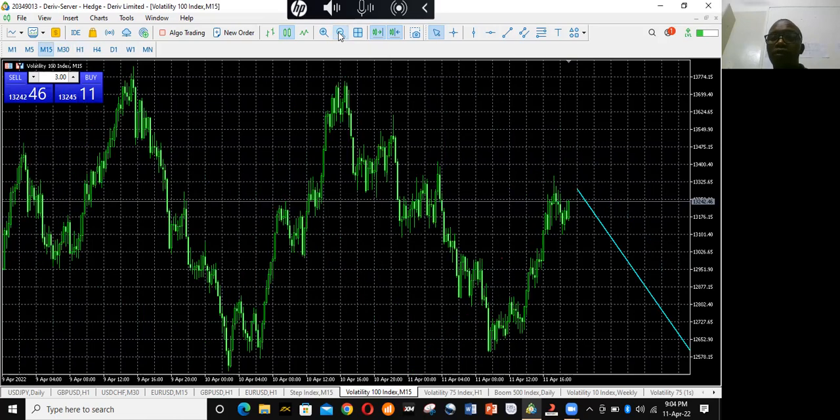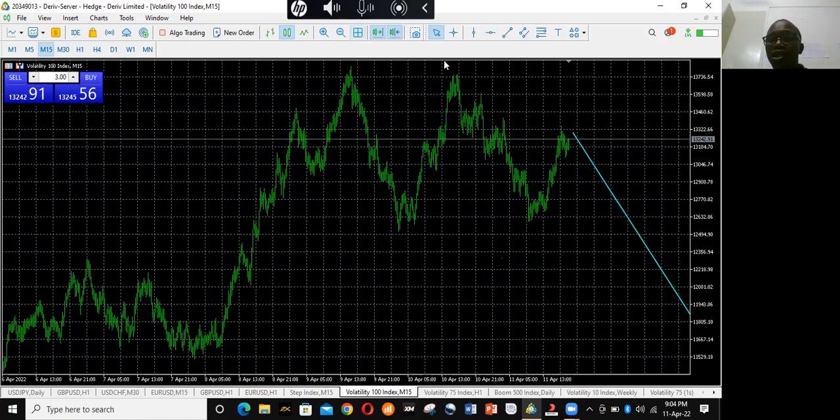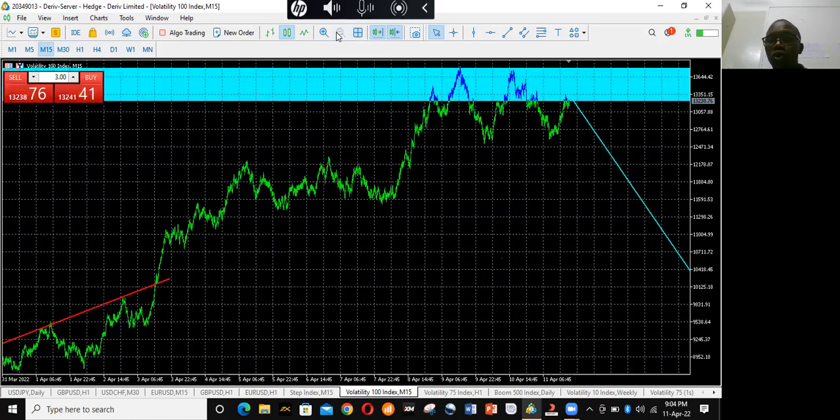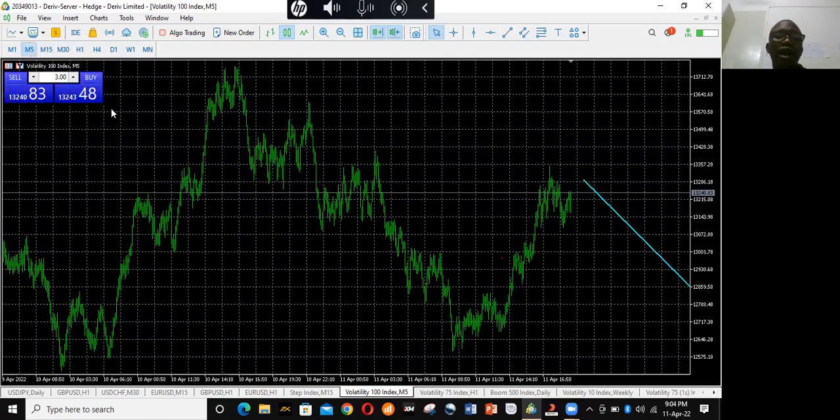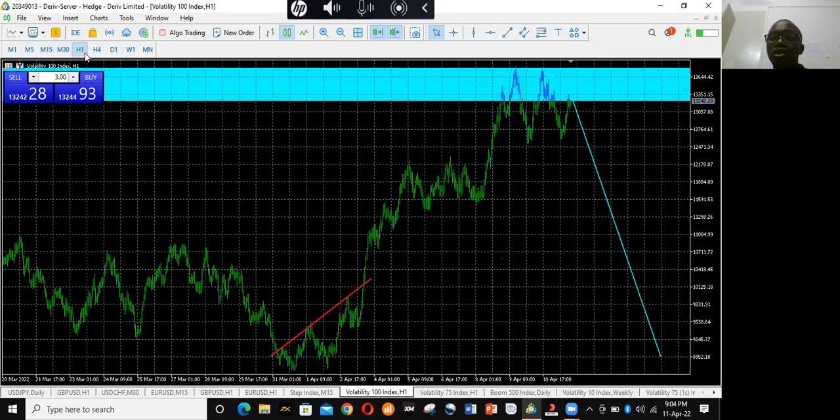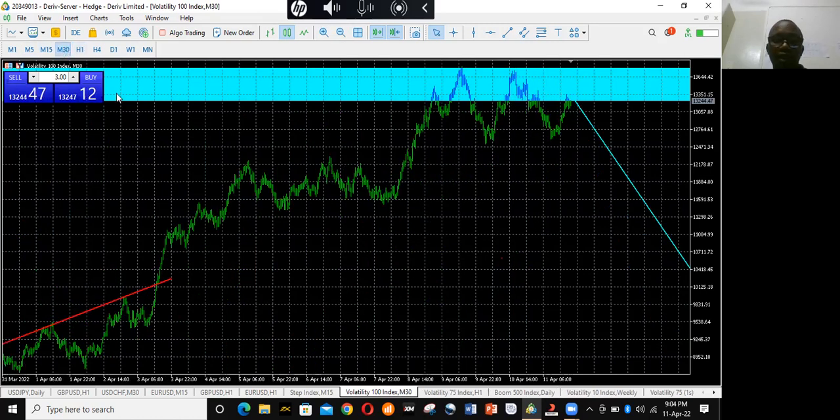On the 15 minutes time frame, this is what we experience. The zones are not so close. Okay, the market is still pushing here. Don't enter yet. We enter when the market is on the major levels or the support and resistance levels. I think that's it for today.